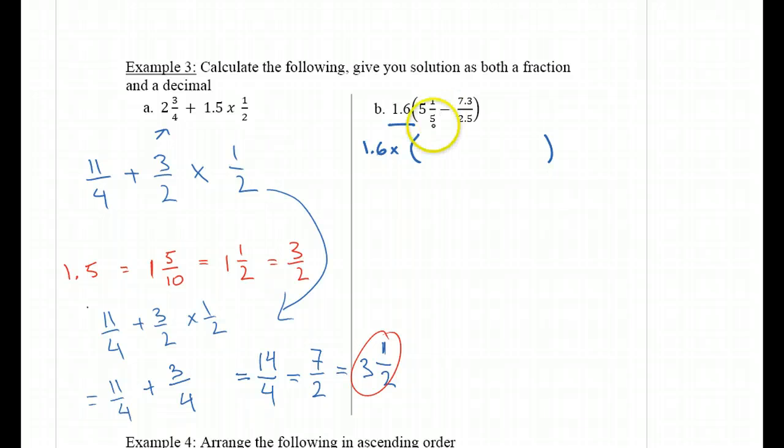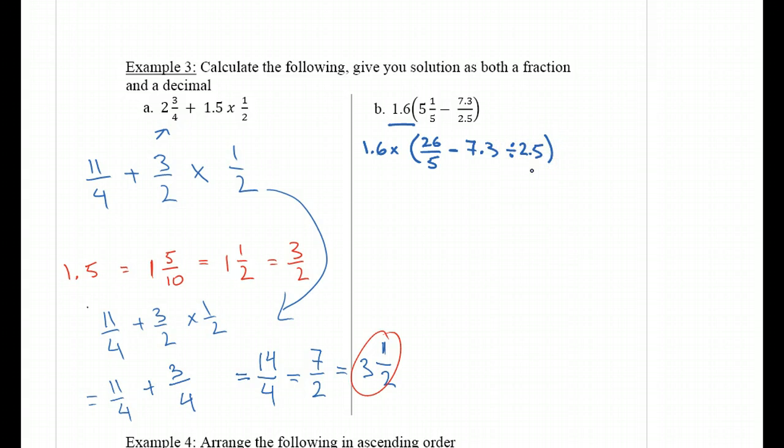Okay, so first I'm going to convert this 5 1/5 into an improper fraction. It's going to be 5 times 5, 25, plus 1, 26, 26 over 5, minus... okay, now I have some work to do here. I have 7.3, and I'm going to rewrite this way: 7.3 divided by 2.5.